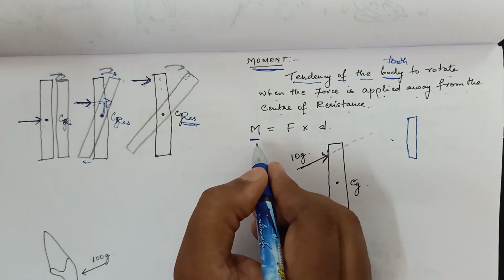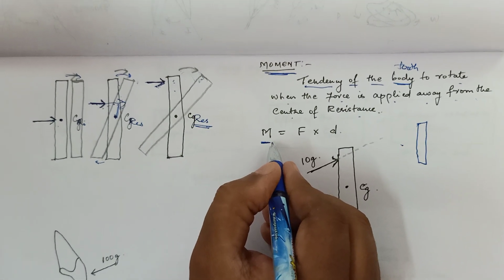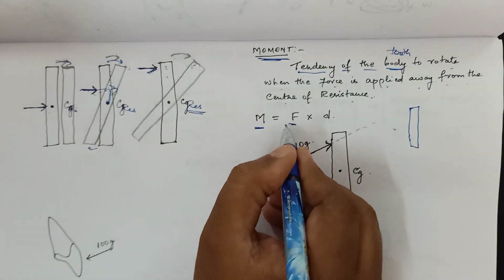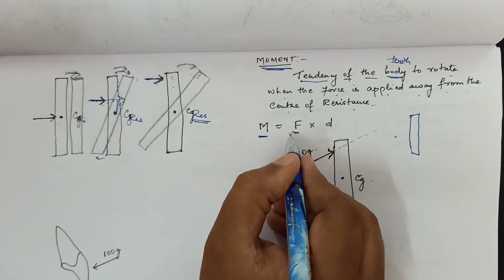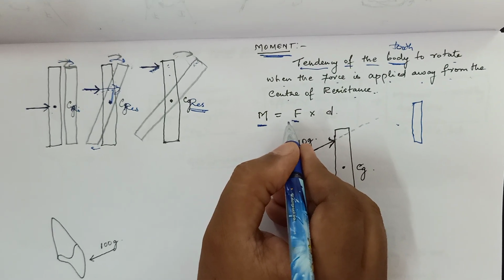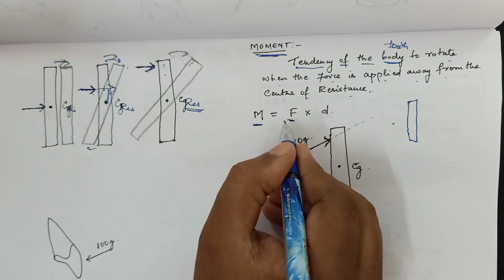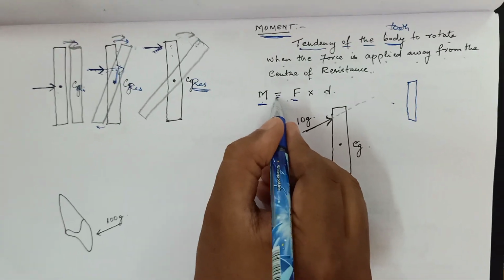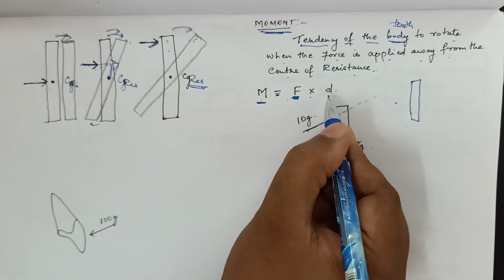Understood? So remember one thing, when you apply a force, you will be applying only the force. You won't be applying any rotation. But because you are applying the force away from the center of resistance, the object or the tooth automatically rotates. The tendency for rotation is called moment. And moment is equal to the force times the distance.